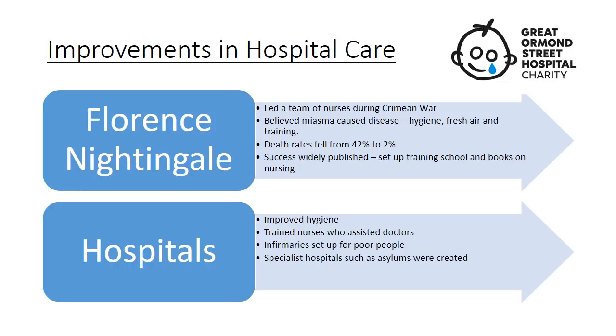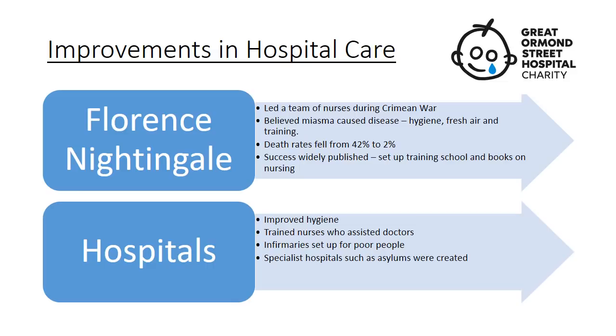The death rates plummeted to 2%. Because she was the daughter of a wealthy man with lots of connections, her success was widely published. When she returned to the UK, she set up a training school for nurses, and lots of her books were published. So generally, the improvement in hospitals was general hygiene improvements.